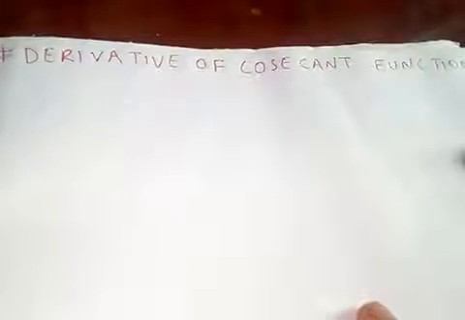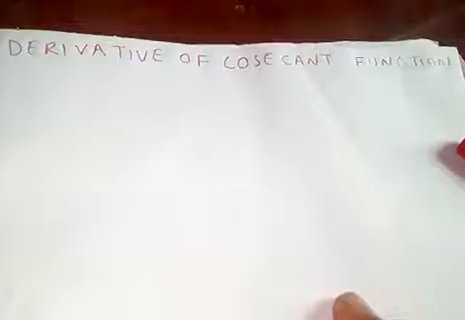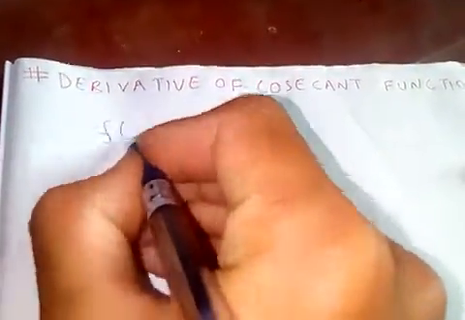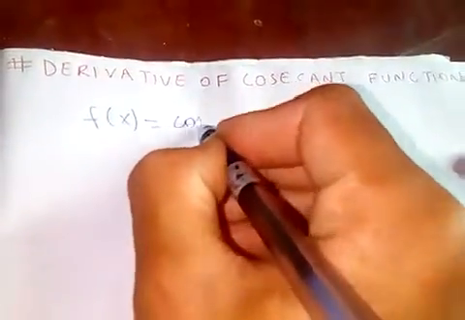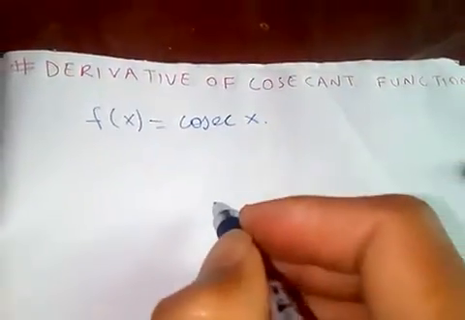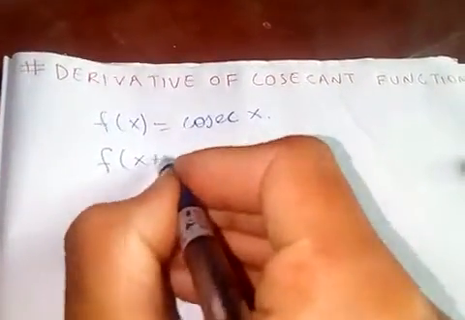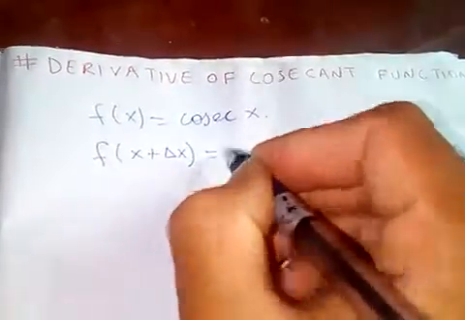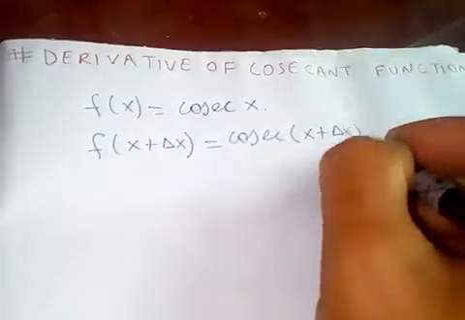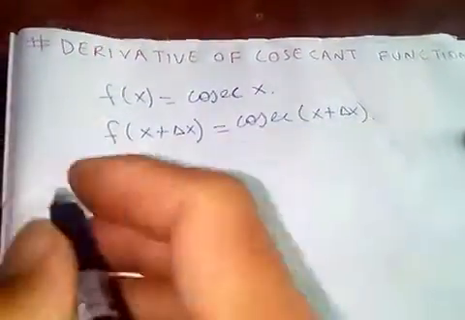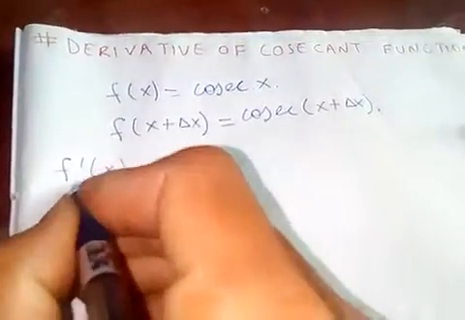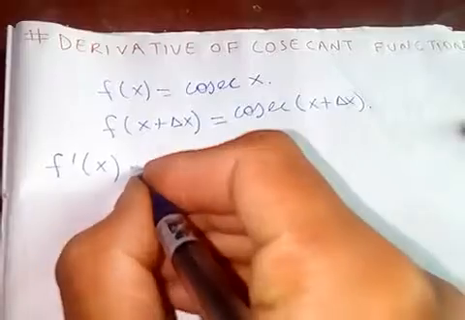Today I am going to discuss the derivative of cosecant function. Now let's say f of x is equal to cosecant. In short we can write cosec of x, and f of x plus delta x is what? Cosec of x plus delta x. Now from the definition of derivative, this we represent by derivative.